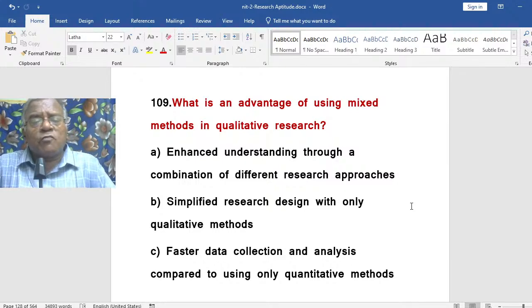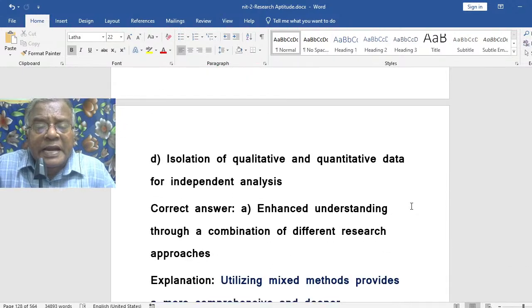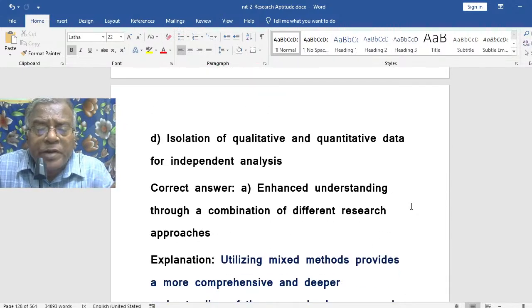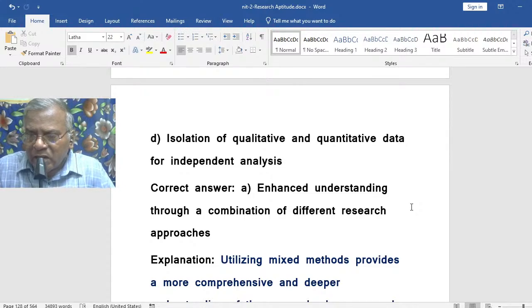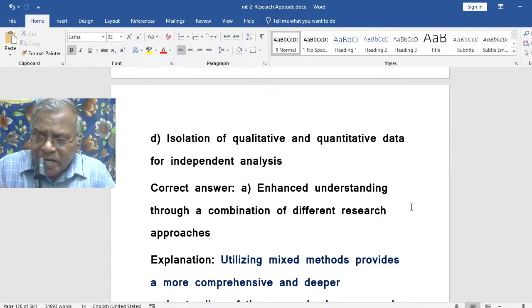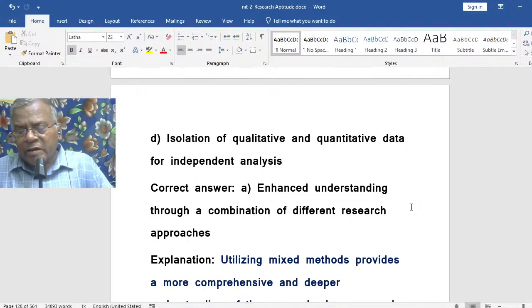Just to see all the four options. That is, enhanced understanding through a combination of different research approaches. Because we have seen three types actually. First qualitative data, then quantitative data. Then quantitative and qualitative data simultaneously. Then quantitative data first, then qualitative data.